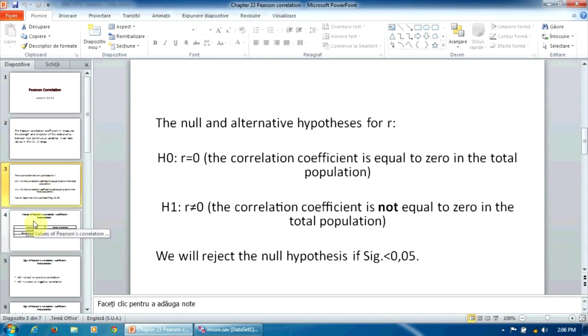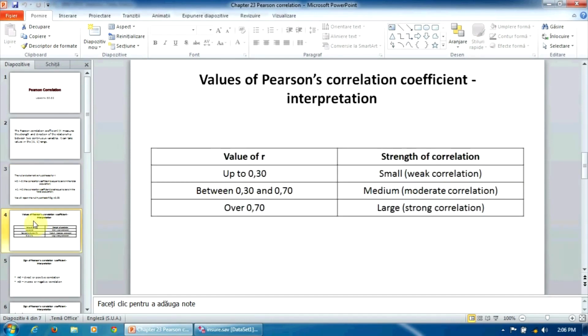The size of the Pearson correlation coefficient indicates the strength of the association between the variables. The table you're seeing right now contains some rules for evaluating this strength. So, if the R is up to 0.30, we have a small or weak correlation between the variables. If the Pearson's correlation coefficient is between 0.30 and 0.70, we talk about a medium or moderate correlation. And if R is over 0.70, we talk about a strong correlation between our variables.